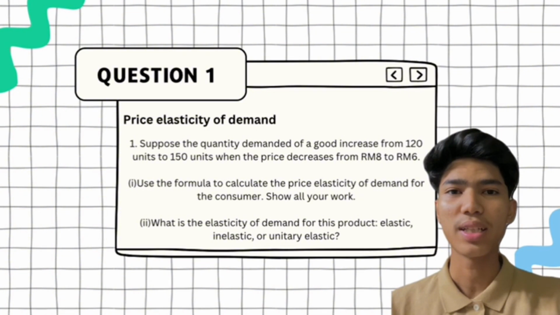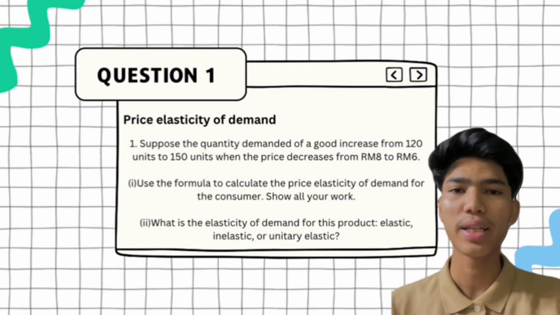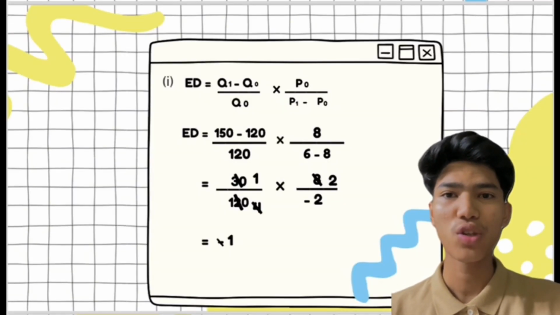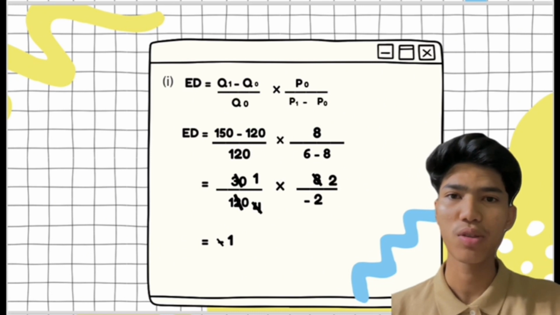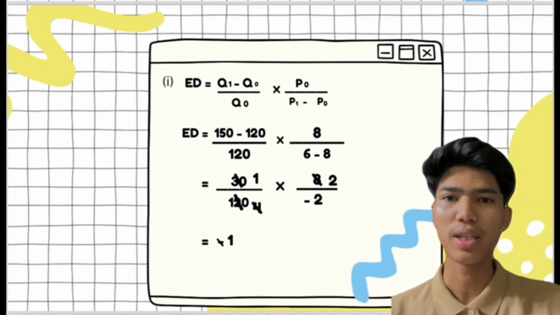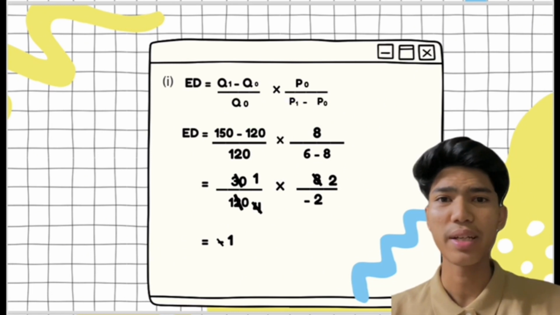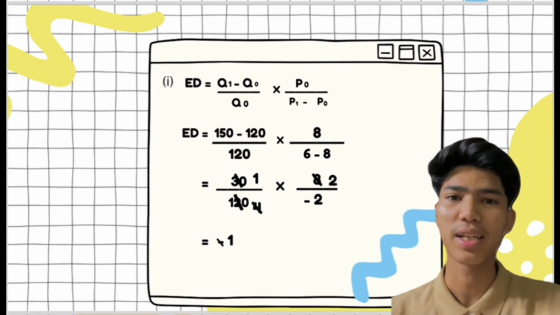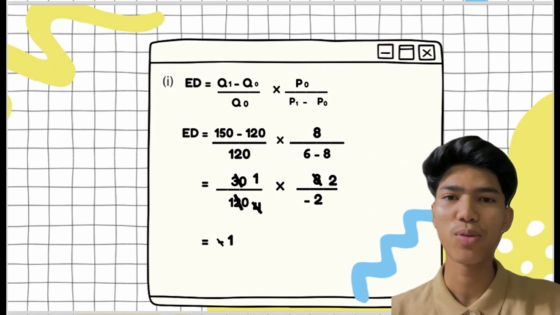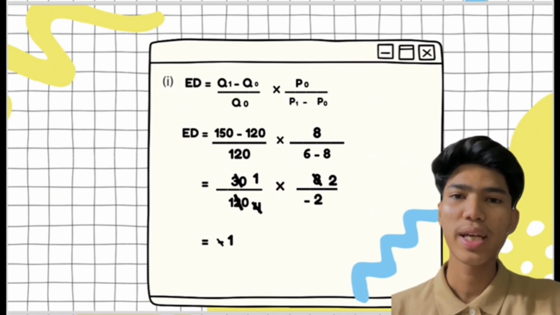Firstly, the question is to use the formula to calculate the elasticity of demand. The formula of ED is Q1 minus Q0 divided by Q0, multiplied by P0 divided by P1 minus P0. The Q in the formula stands for quantity and P stands for price. Q1 is 150, Q0 is 120, P0 is 8 ringgit and P1 is 6 ringgit. Then complete the calculation until you get the smallest value in the answer. The answer you will get is 1.